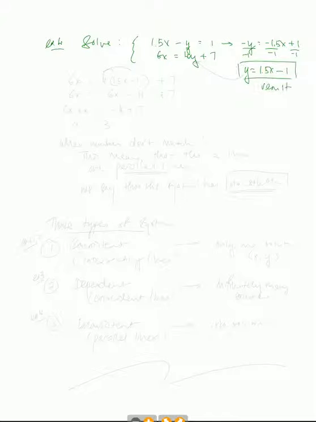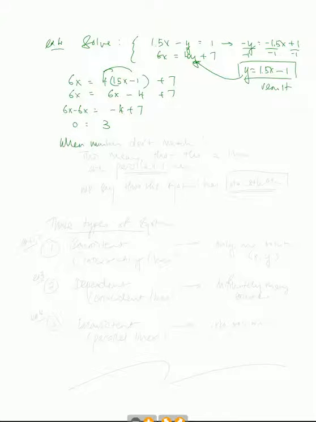And I'm going to use that result in the other equation where y used to be. And so it's going to read 6x equals 4 times, in place of y, I'm now going to put in 1.5x minus 1, plus 7. Okay, so what's going to happen now when I distribute is 4 times 1.5x is 6x, and 4 times minus 1 is negative 4. So when I bring the 6x to the same side, what's going to happen is I end up with 0 on one side and 3 on the other side.